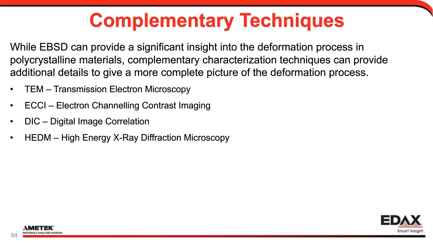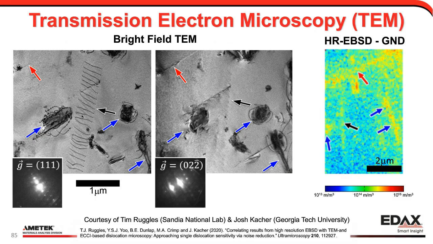All right, so here's an example, courtesy of Tim Ruggles at Sandia National Lab and Josh Kacher at Georgia Tech. These are bright field TEM images compared to, in this case, HREBSD work that they've done. And so what you can see are some dislocation tangles, with the blue arrows indicating that. You can also see a twin boundary in red. And you can also see a line of dislocations, indicated by the black arrow. So by aligning the g vectors differently, you see different things in these images.